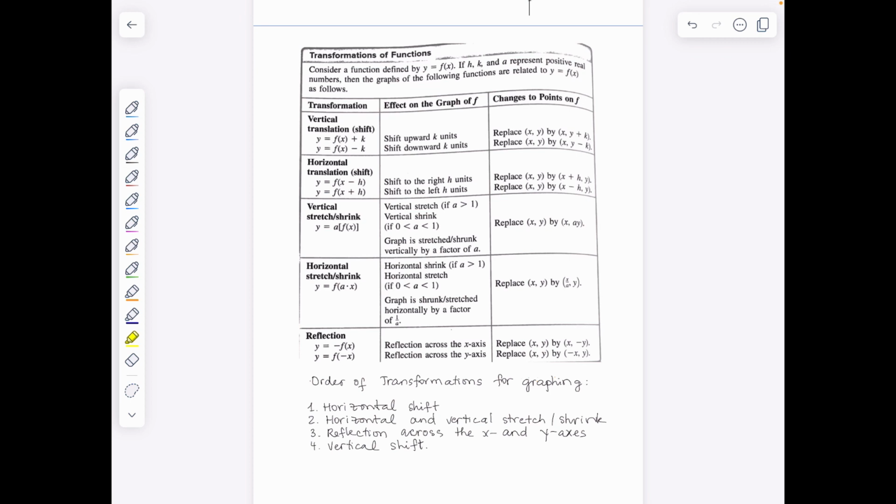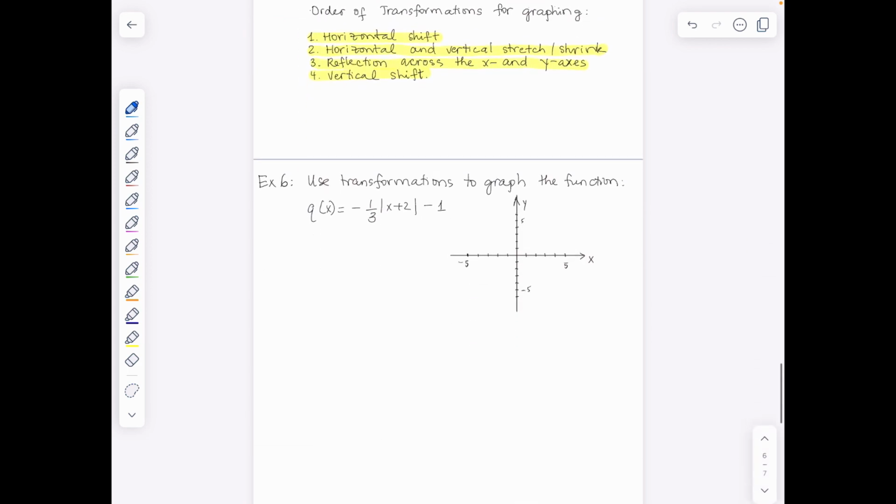First, we will perform the horizontal shift. Then we will perform the horizontal and vertical stretch or shrink. The third one is reflection across the x and y axes. And then last, we'll do the vertical shift. So let's do an example that involves multiple transformations.